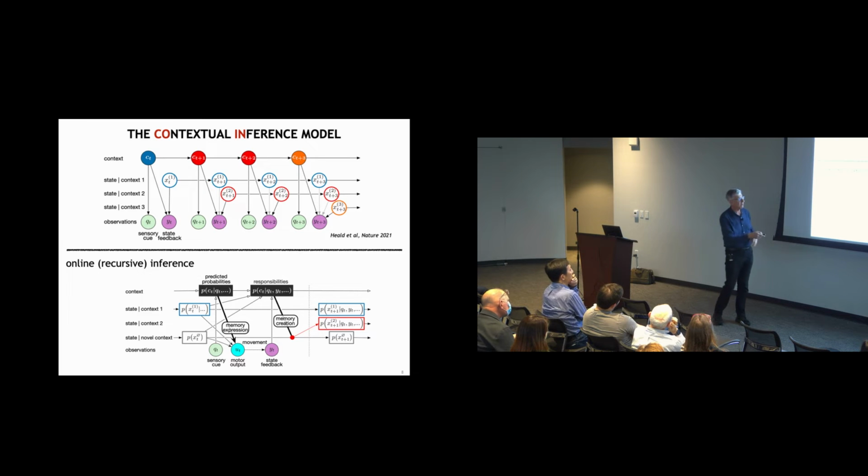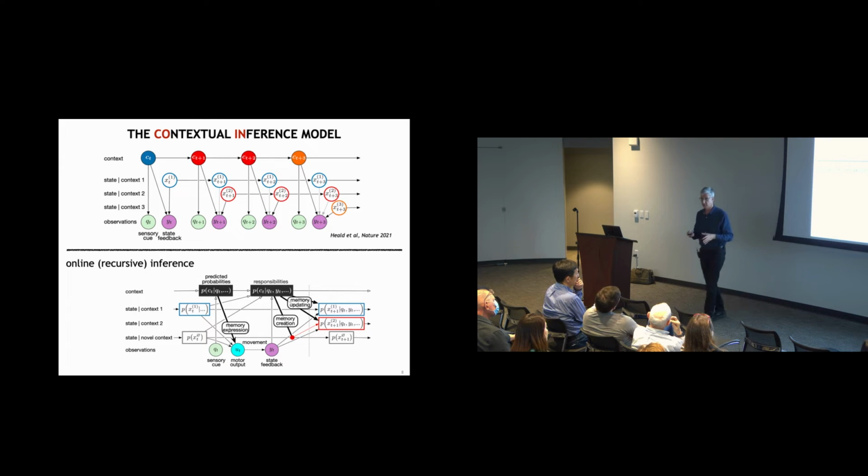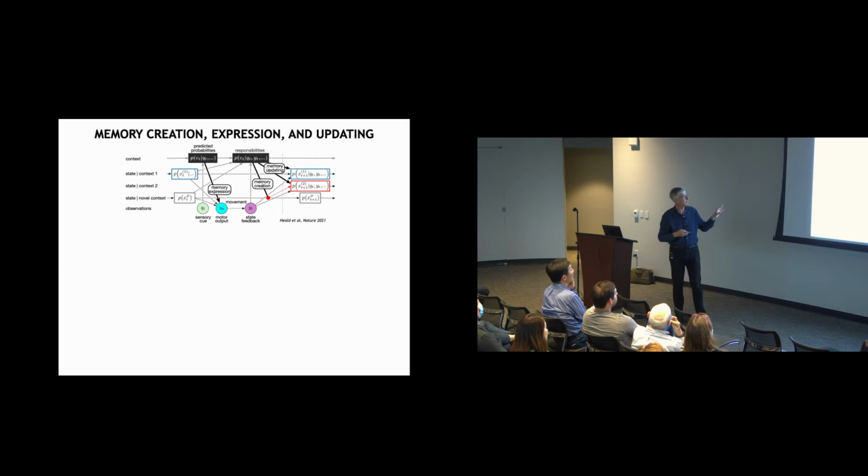And finally, we have to decide how to update all these memories based on any errors. And again, that's going to be gated by your belief that each context was responsible for that movement, memory updating. So you're going to update every memory dependent on how responsible it was. Okay? So we can see this model is going to deal with memory expression, memory creation, and memory updating within a cohesive Bayesian framework. Okay, let's get on to the fun stuff.